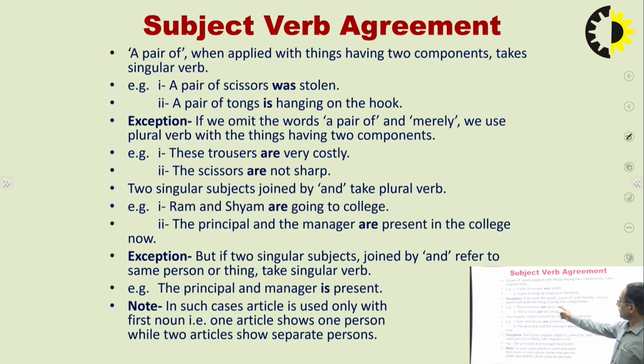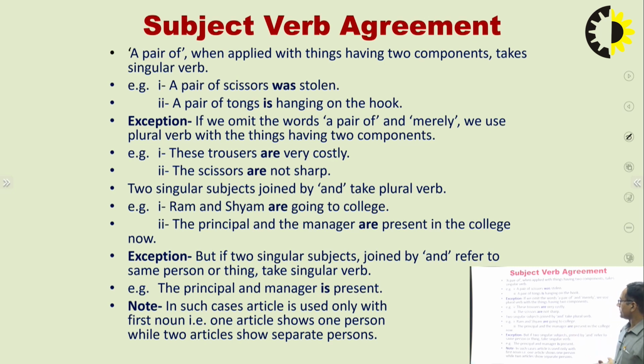But whenever we apply "a pair of" before the name of things having two components, then it becomes singular. Like "A pair of scissors was stolen." "A pair of spectacles was sold." Right? So whenever we use "a pair of," we use singular. Otherwise, we use the plural form with all those words that have the same two components.